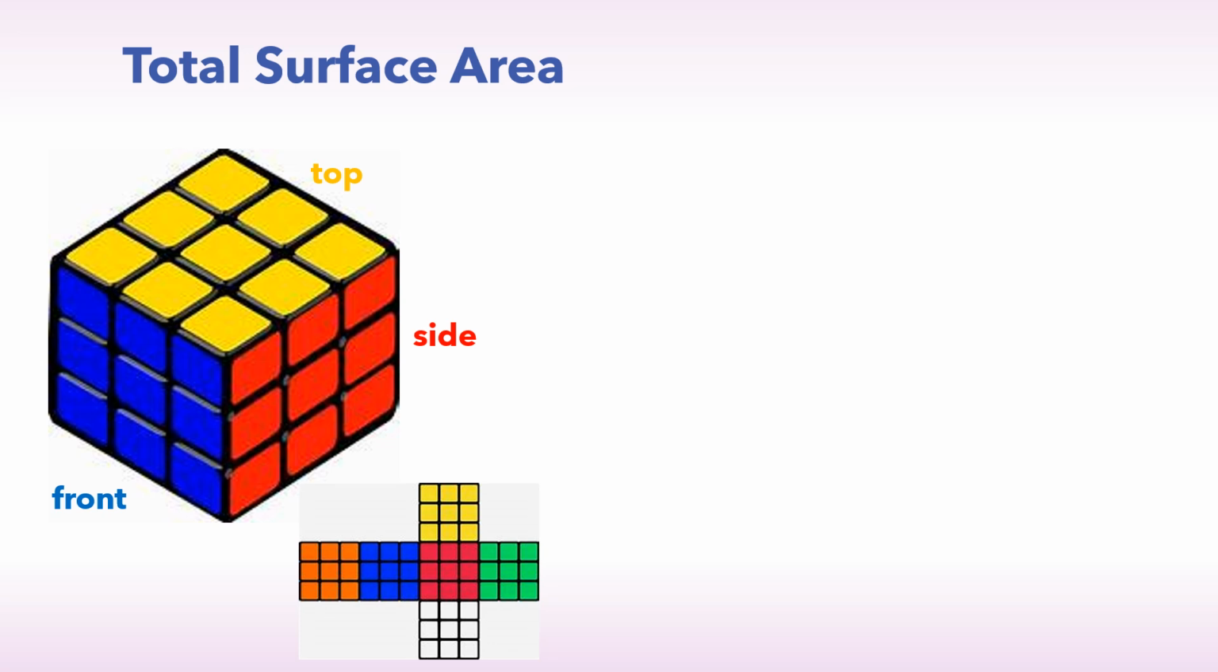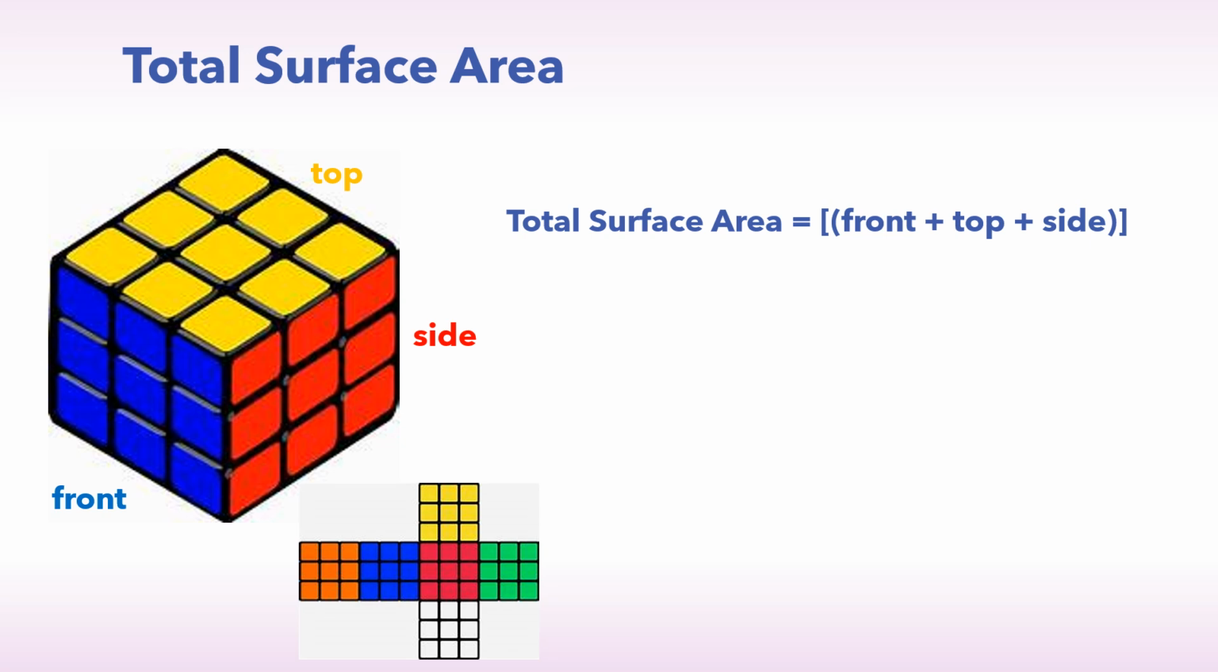And you can see in the net over here, there are 6 sides. You have now the front, the top, and the side, which were the red, yellow, and blue. Then the bottom was the orange. The left side was the white, and the back that you couldn't see is basically the green.